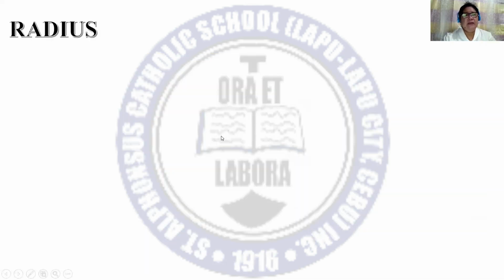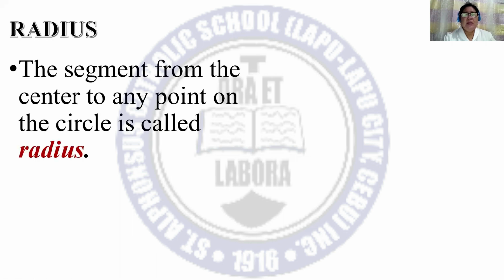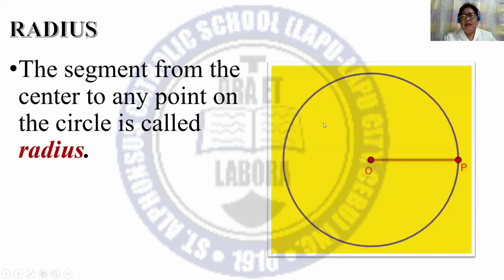Next, let us have the radius. The segment from the center to any point on the circle is called the radius. And the illustration is this one. This is radius OP, and this is the symbol of the radius. So from O to P, this segment represents the radius of the circle.